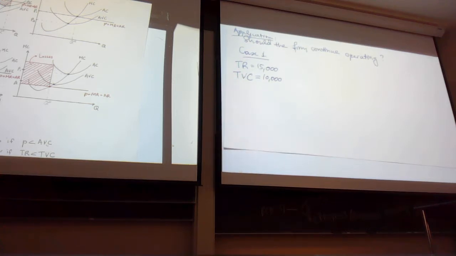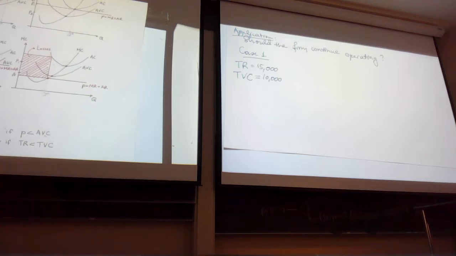Should the firm continue operating? So I'm giving you total revenue value and total variable cost value. We already discussed how it works, right? What's important? We want the firm to continue producing if it covers all its total variable costs. So firms should shut down only if the price is smaller than the average variable cost, or equivalently, total revenue smaller than total variable cost.